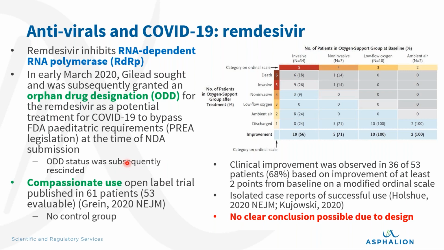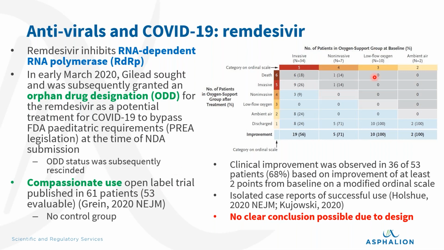The main trial that has been published on this drug at the moment is this paper in the New England Journal of Medicine from Grein et al., which was a compassionate use trial. This was basically an open label trial with 61 patients, where doctors would write to Gilead and say, we want to test this, or they had some in the hospital and gave the information to Gilead. There were 61 patients at the beginning, 53 of these were evaluable. There was no control, and it was open label, so that means it's a severely limited clinical trial design.